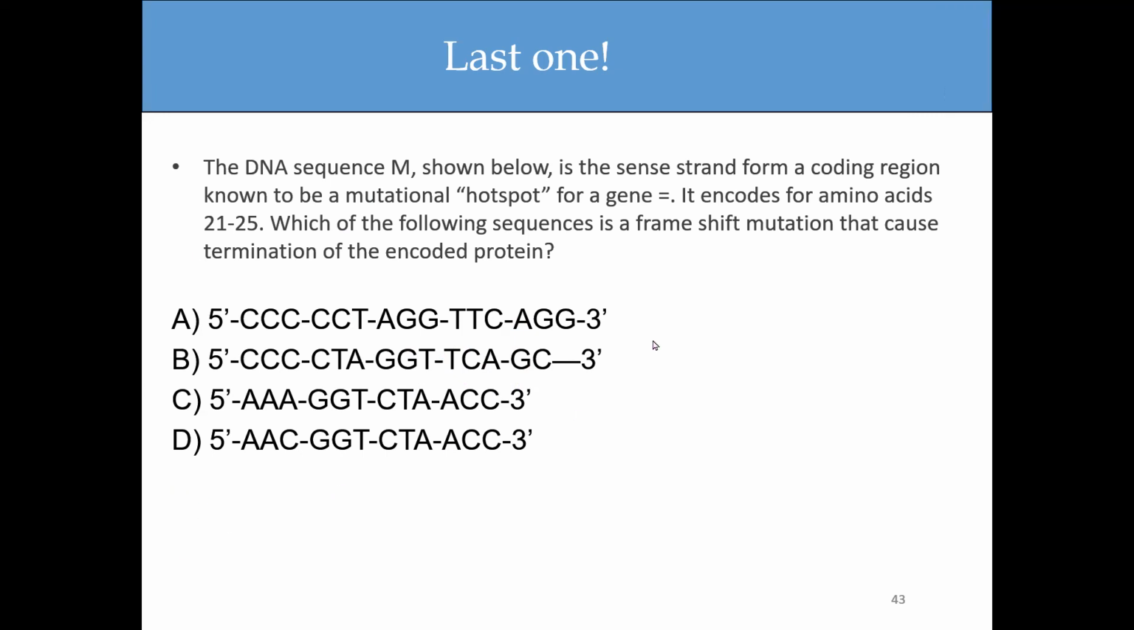But there's no stop codon. If there's no stop codon, then that's not the answer. There will be one that has a stop codon. This frame shift mutation is confusing you because, like I said, a frame shift mutation can cause a termination codon, and that's what the question is asking for.